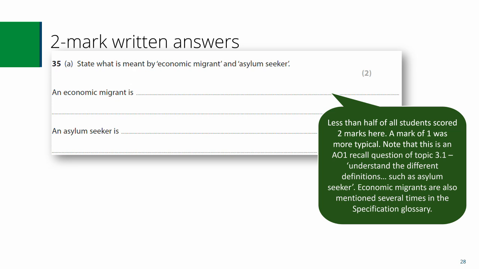Quite a few students struggled with trying to remember what an asylum seeker is, or their definition of economic migrant didn't add enough detail for the mark to be awarded. These are important terms within the specification, and it's a reminder that students who want to do well in this exam might want to think about putting together a glossary of some of the key terms and ideas that they can have a read through the day before the exam.